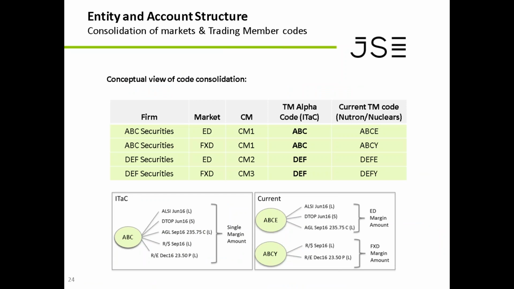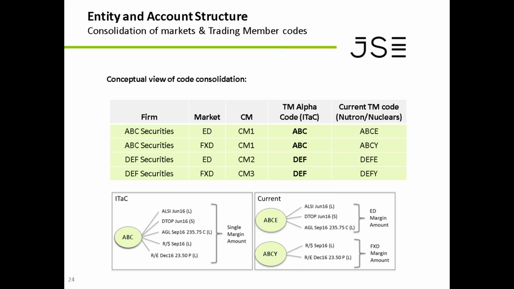On this slide, I think what you will find familiar is the TM codes that you have. I think they're 4 characters in length. In the new world, you're going to have a 3 character long alpha code. So what you see here is ABC Securities has a 3-letter alpha code, and in this instance, it's clearing through the same clearing member. But you have DEF Securities that is clearing equity derivatives through CM2 and currency derivatives through CM3, but they have the same trading member alpha code.